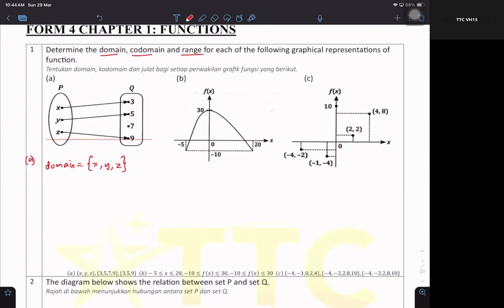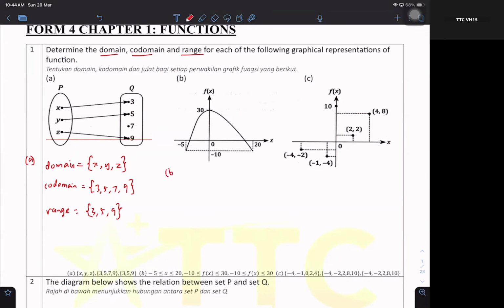Then the codomain is the second group, which is 3, 5, 7, 9. But again, you need to put the special brackets. Then last is the range. Range is also the second part, but only those that are connected. So only 3, 5, and 9. Again, you need to put the special brackets. The answer is already given here.